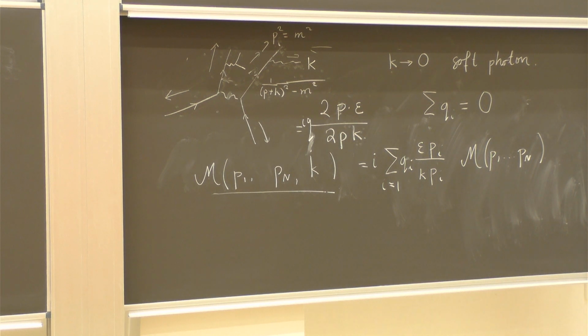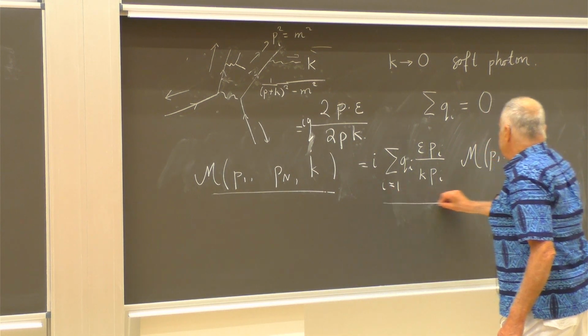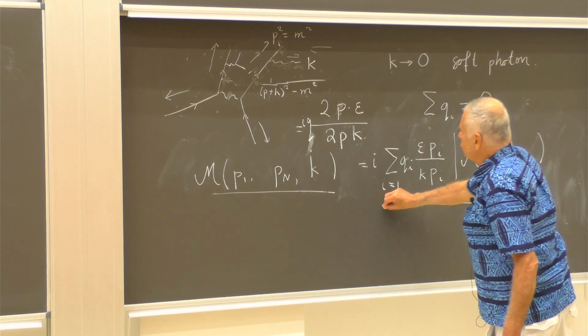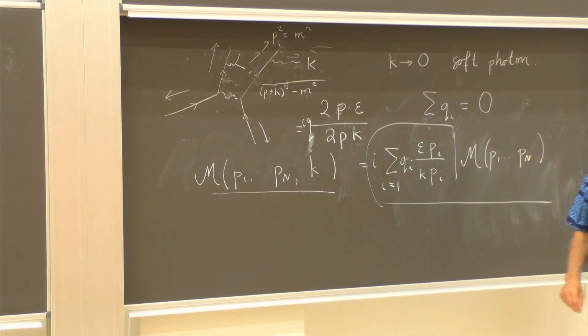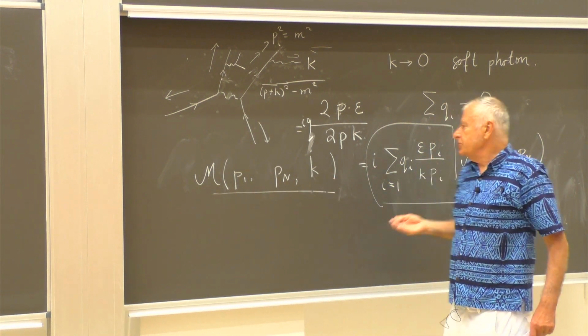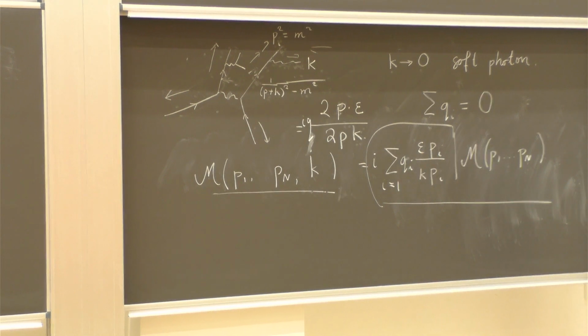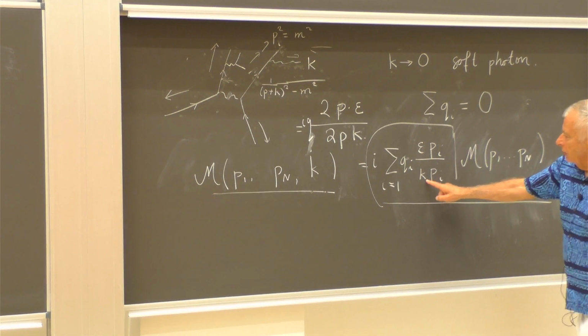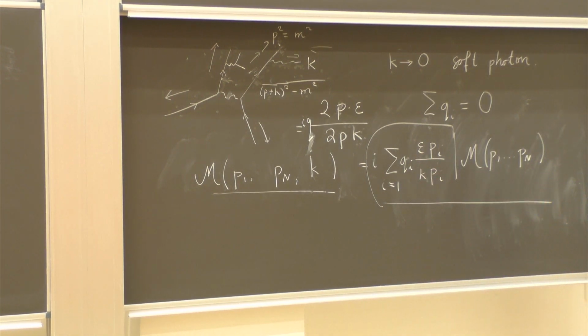So the amplitude factorizes into something which is called the soft factor, times the amplitude without the photon. It's the type of factorization theorem for soft singularities. Of course, when k goes to 0, this blows up. All right?